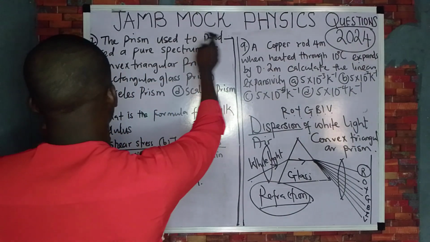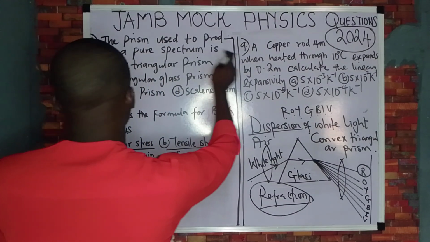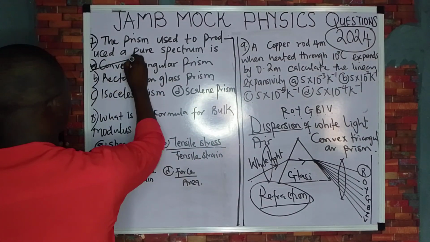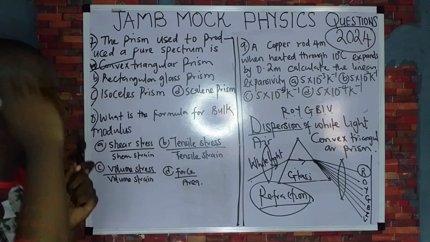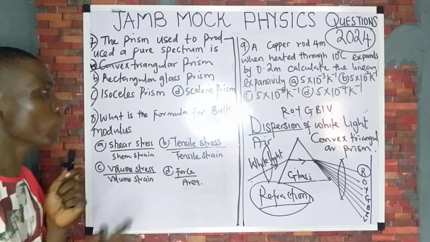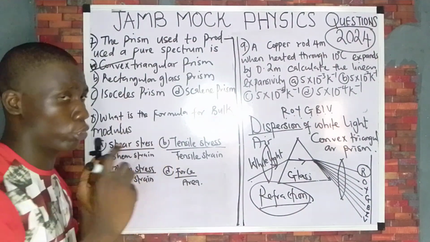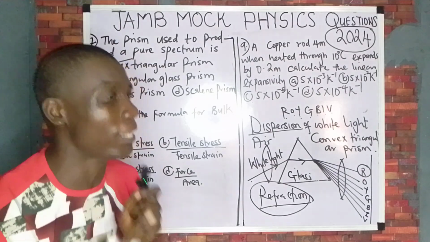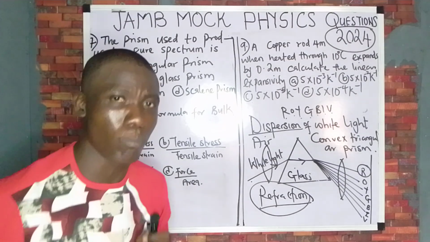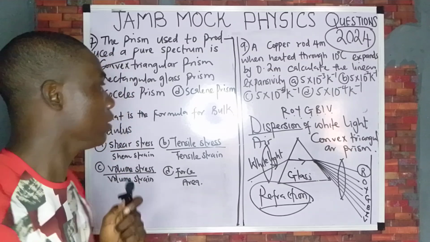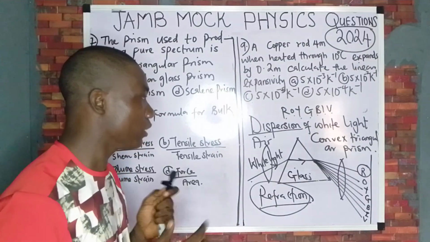The prism used to produce a pure spectrum is the dash. Take note, it is called a convex triangular glass prism. Like I said before, a pure spectrum is called a monochromatic spectrum. It means a spectrum whose colors can be distinguished from each other. Okay, take note of that.